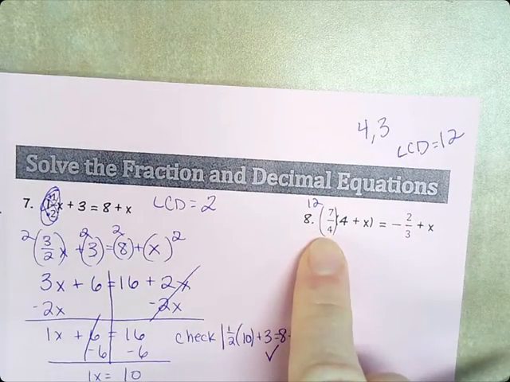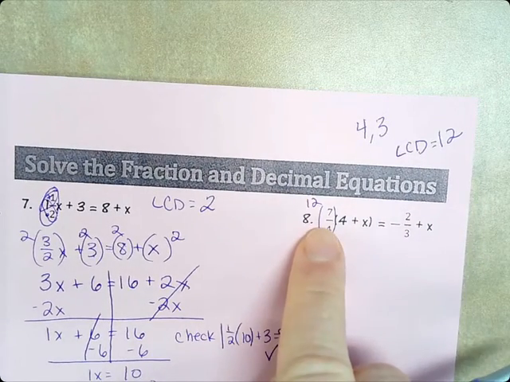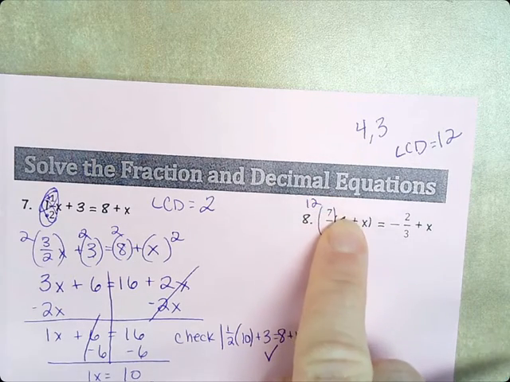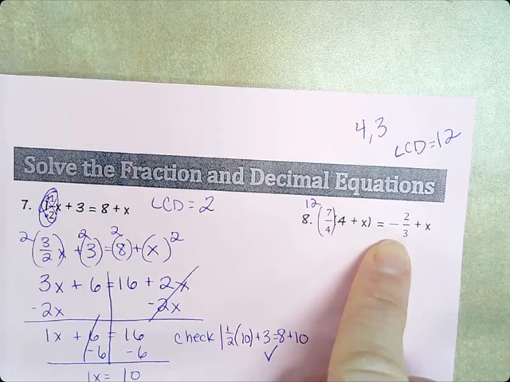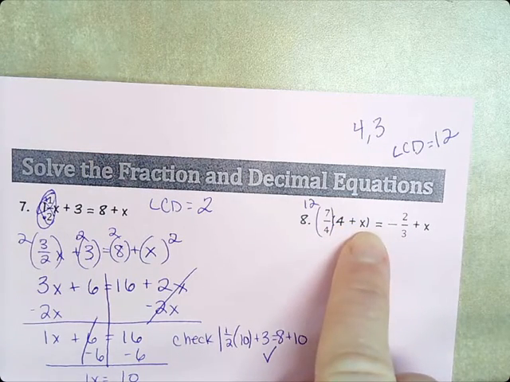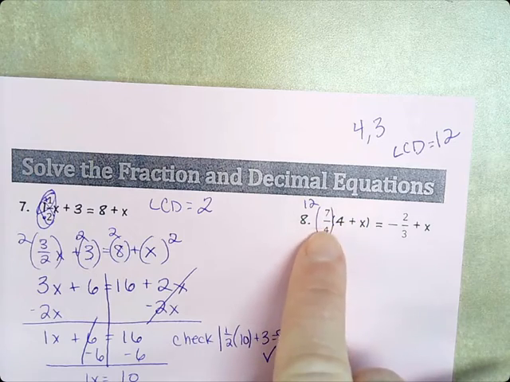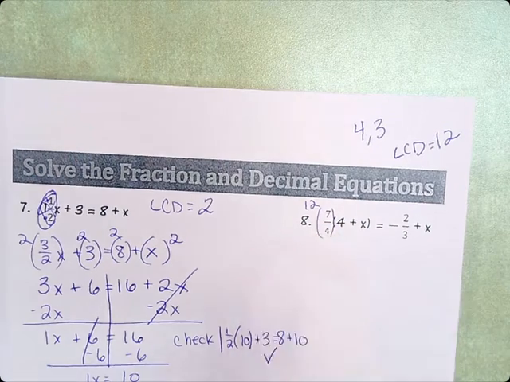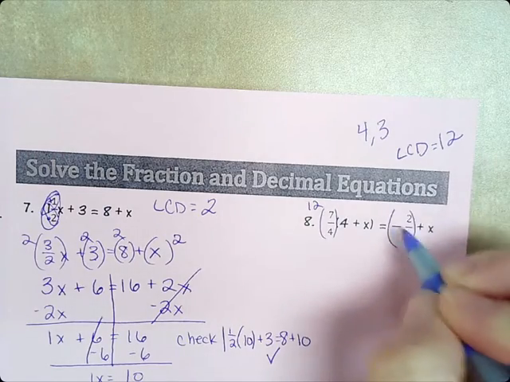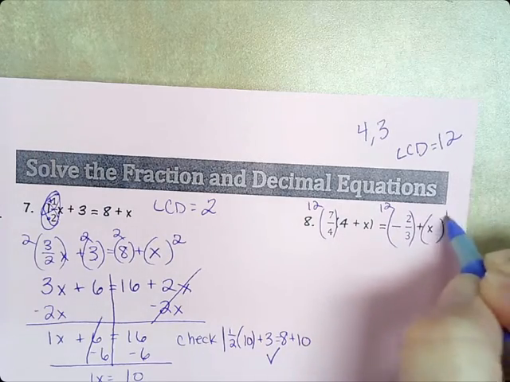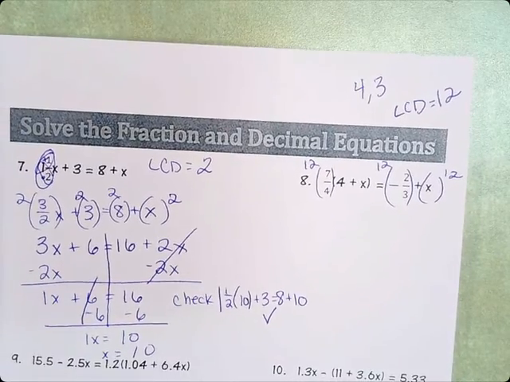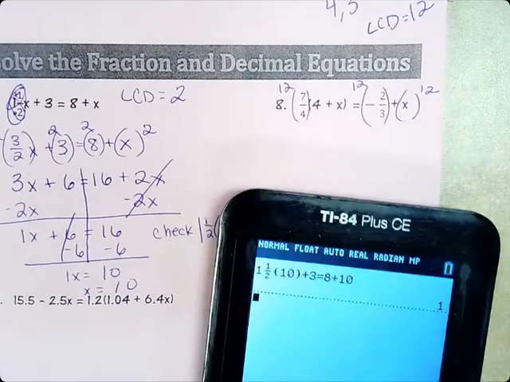And I only need to multiply it times this because it's outside the parentheses. And remember, whenever you distribute, you already are multiplying it times everything. So you don't have to multiply what's inside the parentheses times 12. Only this number outside. Because when we distribute, that 12 will be multiplied too. And then multiply this times 12 and this times 12. So 7 over 4 times 12.